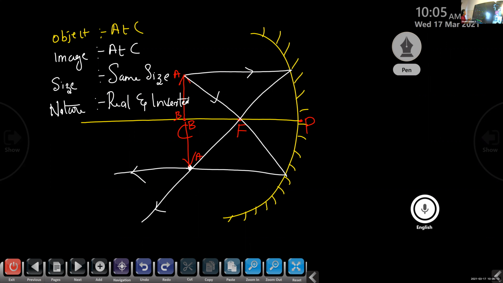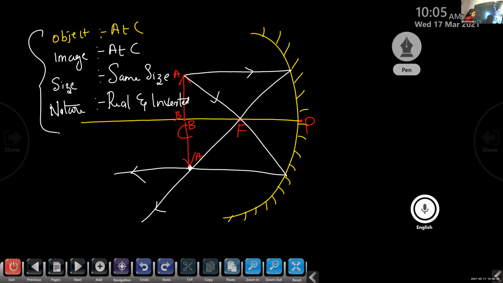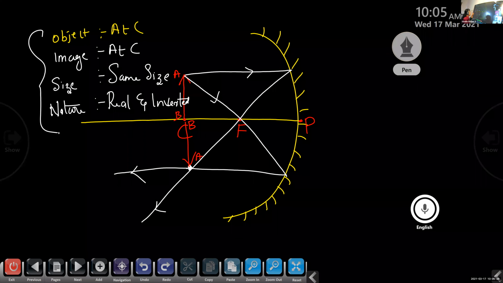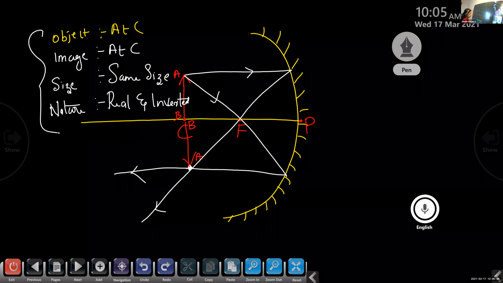So these are the characteristics of the image formed by the concave mirror if the object is placed at C. Clear? If the object is placed at C, the image is formed at C itself, the nature of the image is real and inverted, and the size is the same. Okay, so the third case is also over. Now we want to discuss the fourth case. Can I rub this?